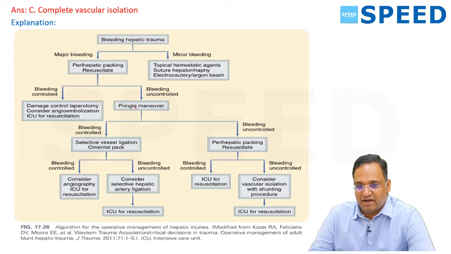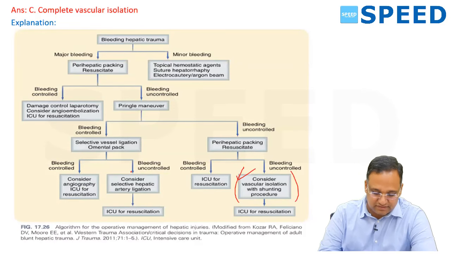Okay. After Pringle maneuver, if the bleeding is still uncontrolled, you have pre-hepatic packing and resuscitation. If the bleeding is controlled, then go for ICU for resuscitation. If the bleeding is uncontrolled, so you have done a Pringle, again uncontrolled, pre-hepatic packing and resuscitation, uncontrolled, then you consider vascular isolation with shunting procedure. Okay. So, this is the question that is asked.